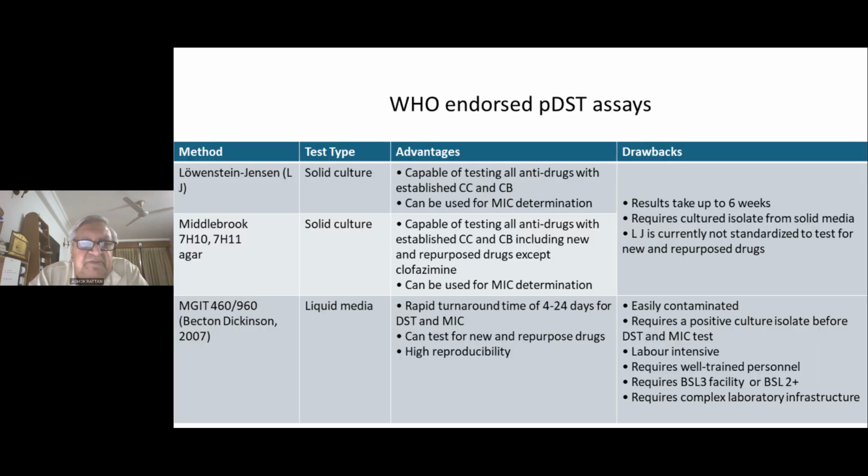Now, WHO has endorsed three methods: Lowenstein-Jensen, Middlebrook 7H10 or 7H11, and MGIT. Initially, they had endorsed MGIT BACTEC 460, but now, of course, 460 has gone out of use, and so it is MGIT 960 which is endorsed, and this will get you results in less than 10 days' time.